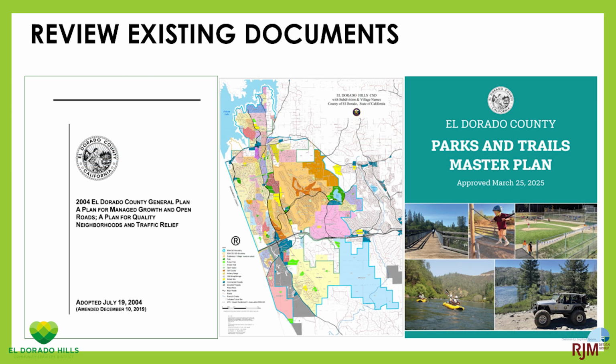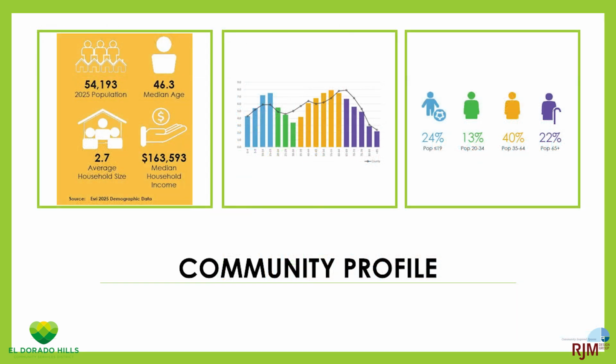Some of the existing documents that we'll be looking at include land use and zoning maps, as well as previous parks and trail master plans that have been developed for the county. Other information we'll be looking at include the community profile, the demographics of the region, looking at a population of 2025 of just over 54,000 and a 2.7 average household size. We'll look at the demographic breakup of each of the different groups and their age ranges. Here we see the largest group from 35 to 64, total 40% of the population.